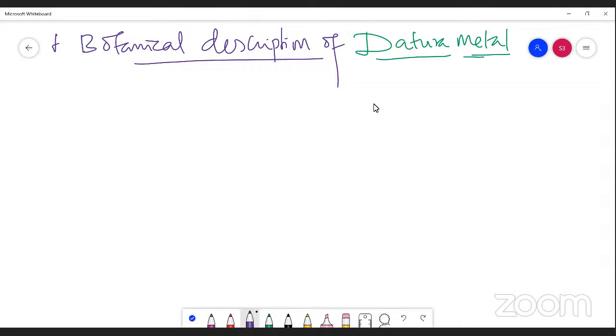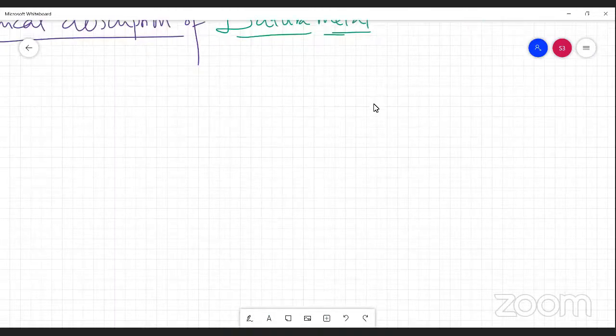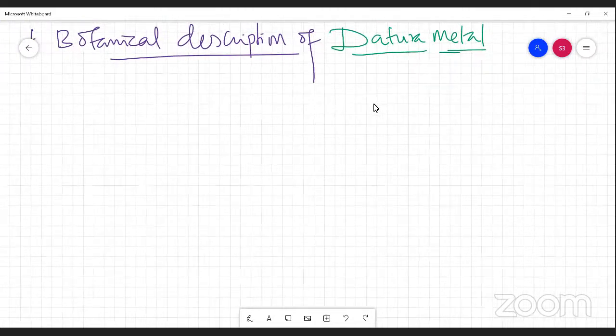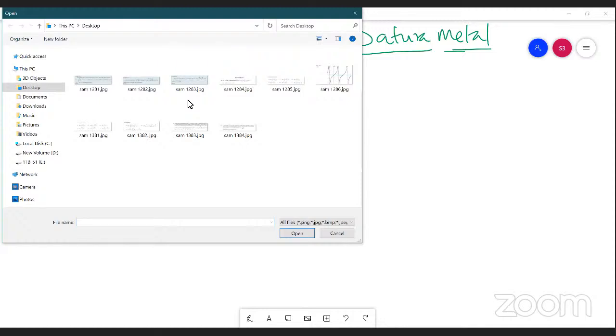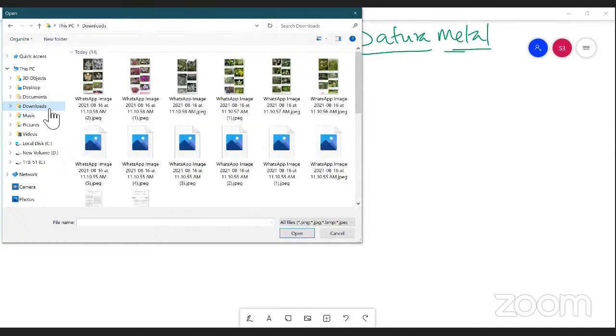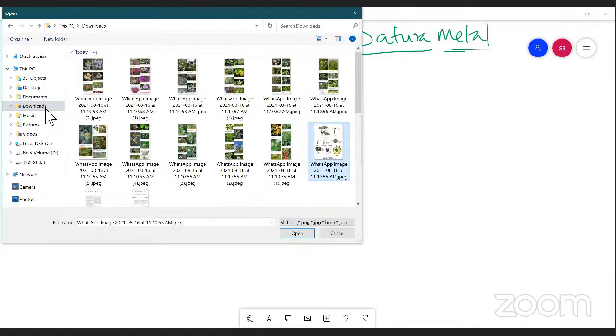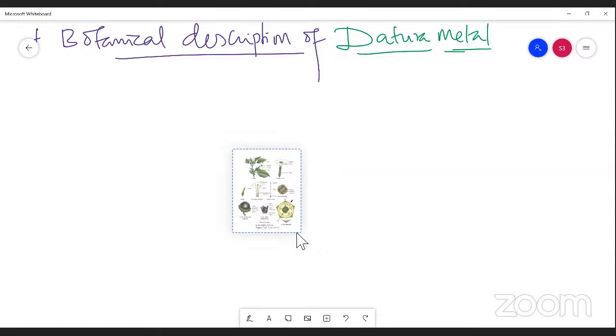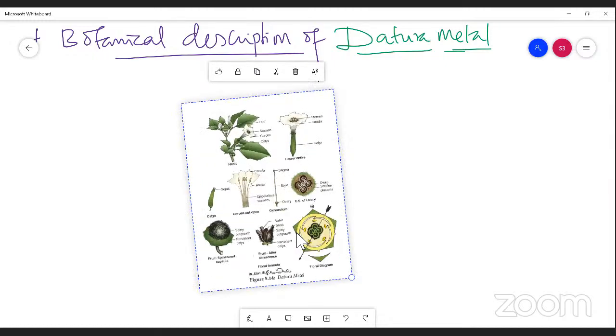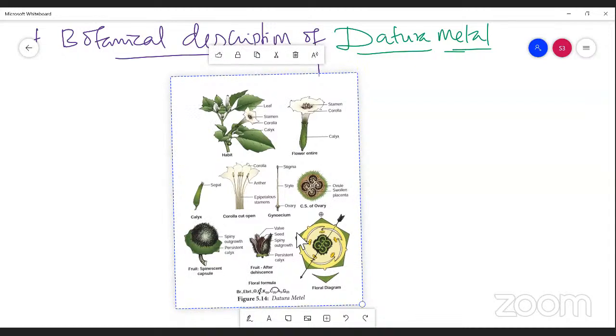So, only one plant, that is Datura metel. Have you seen Datura metel anywhere, dear students? No, sir. Do you want to see the plant? Now this is the plant, Datura metel. Have you seen it anywhere? The flower is white in color.